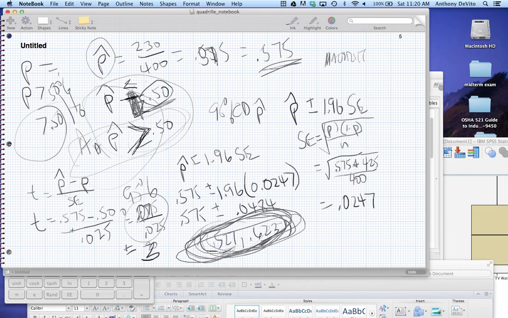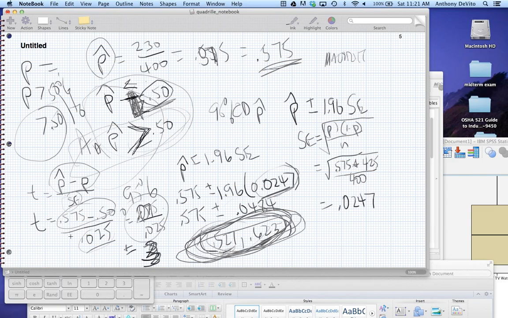Again, 0.575 minus 0.50 is 0.075 divided by the standard error. Remember, the formula for t is the difference in the two proportions or the two means divided by the standard error that you calculate. This is the two proportions. This is the standard error. We multiplied it by 1.96 to get 0.04, which was the margin of error. But here we're using 0.025. So t is equal to 3.